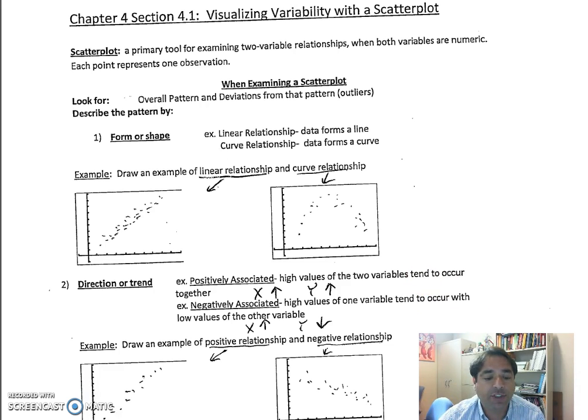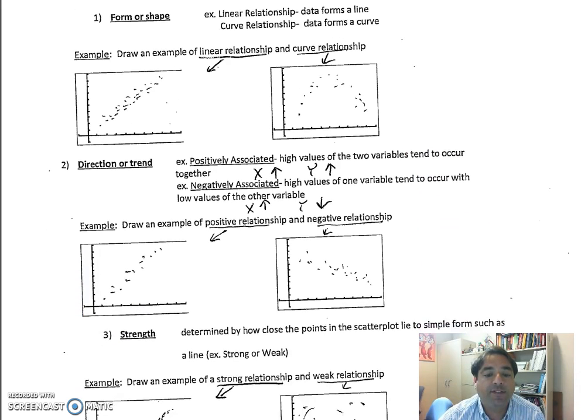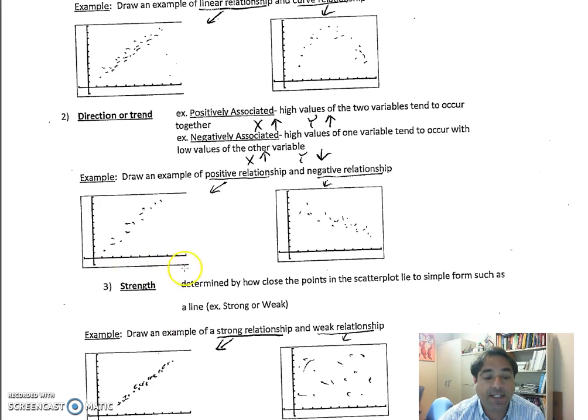Then we can look at the direction or trend. Positively associated means as the x goes up, the y goes up. So this would be a positively associated relationship. Negatively associated would be as the x increases, the y decreases. That would be a negative relationship.